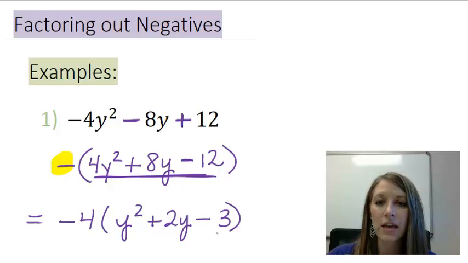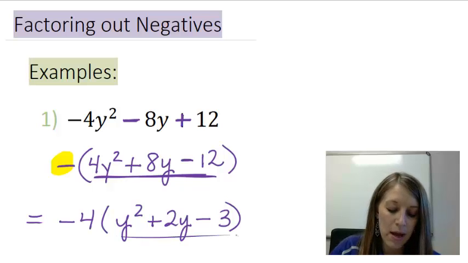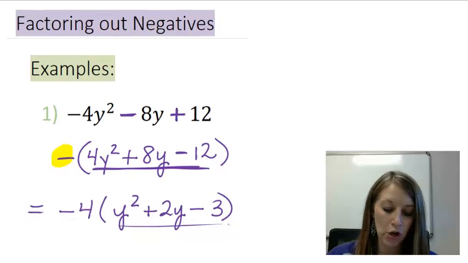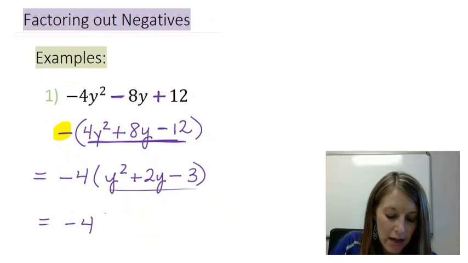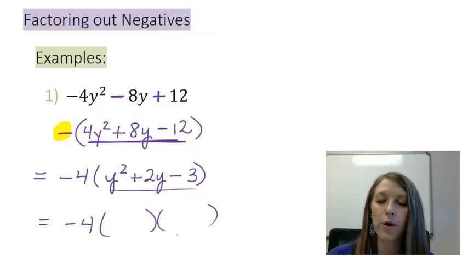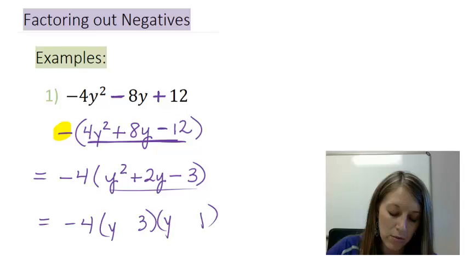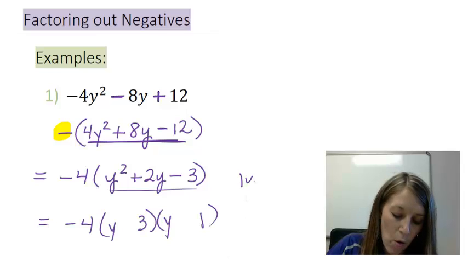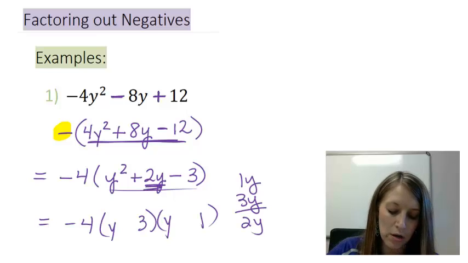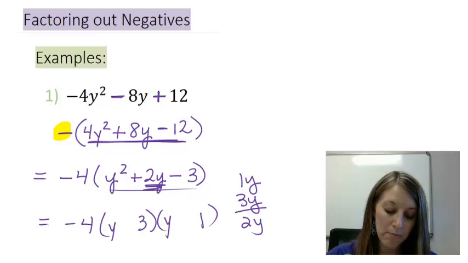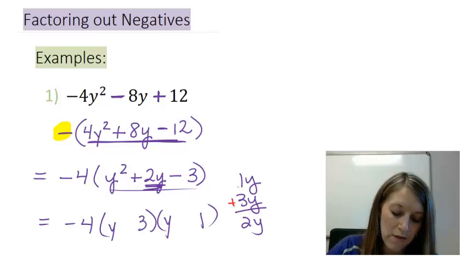Now I have factored out a negative and I factored out my common factor. But I might as well see if I can keep factoring it. If I look inside my parentheses, I have a trinomial. So let's go ahead and try and factor that trinomial. Setting up my two sets of parentheses to unfoil it, y times y will give me y squared, and 3 times 1 will give me 3. My outside gives me a 1y, my inside gives me a 3y, and I want to combine that to give me my middle term here of 2y. And I can make that work if my 3 is positive and my 1 is negative. So make my 3 positive and my 1 negative.